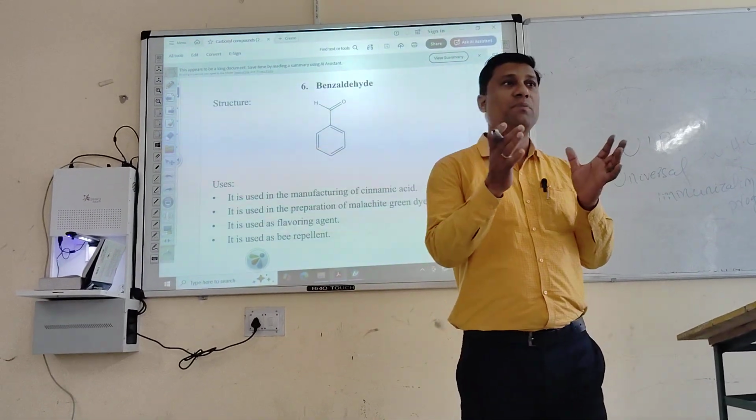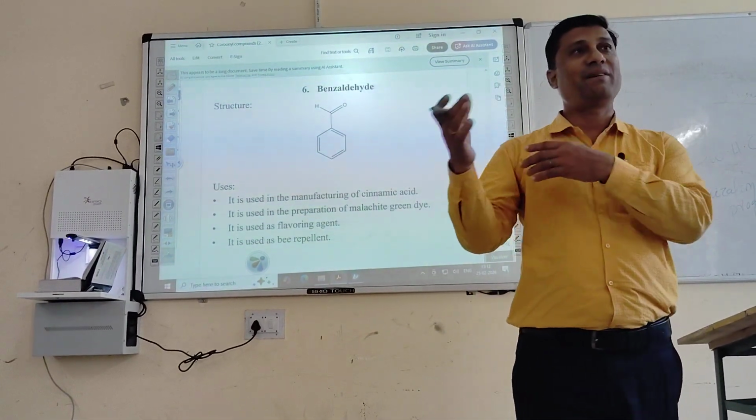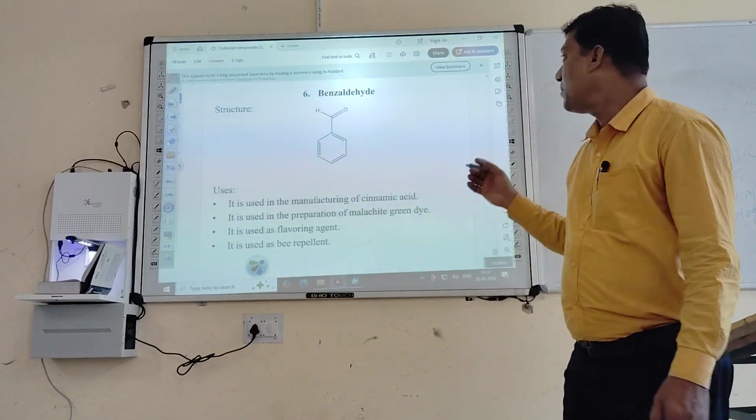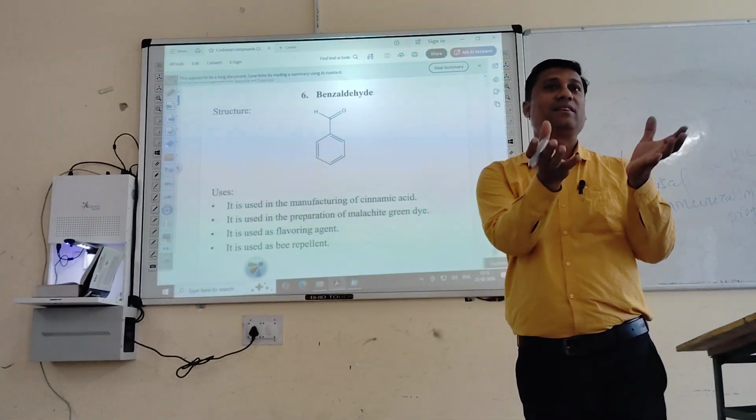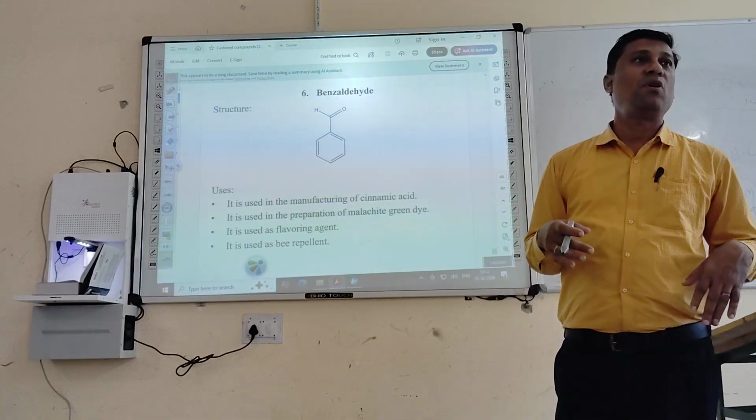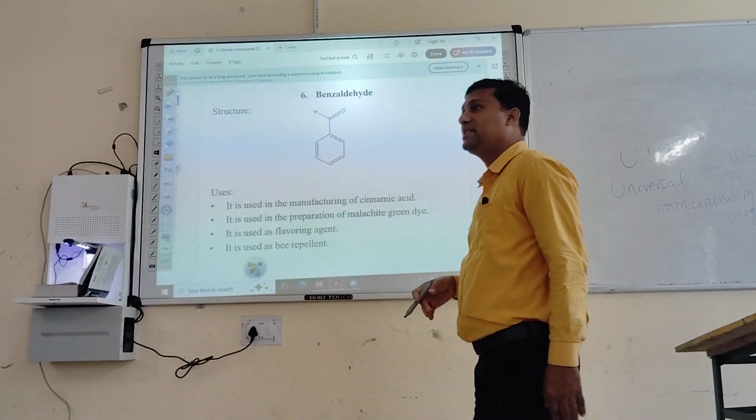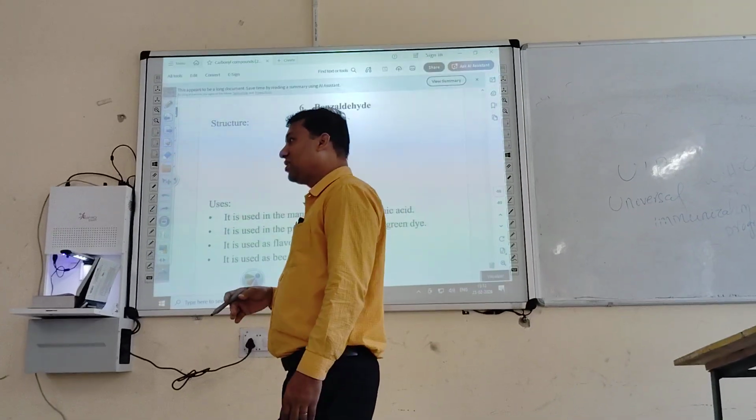When we want to collect honey and need to drive the bees away, if we apply benzaldehyde smoke, they can remove from that area and we easily collect the honey. Okay.